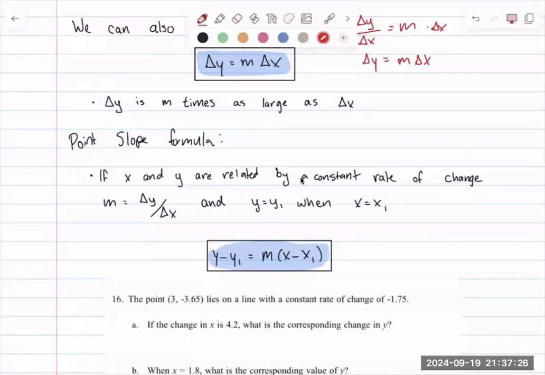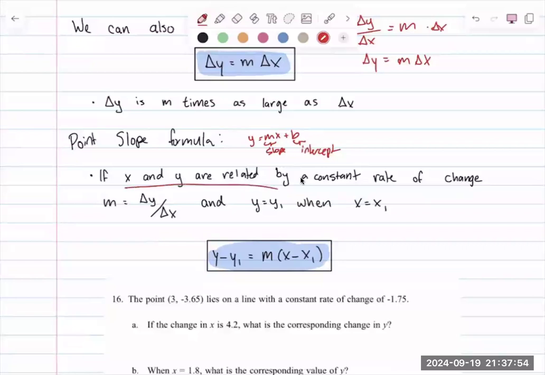Whenever you have two quantities that are related by a constant rate of change, you can also take that to mean that the two values have a linear relationship. And you've worked with linear functions before, y equals mx plus b. This is our slope intercept form. We have our slope and our intercept. But sometimes it can be easier and more enlightening to write it using this point slope formula.